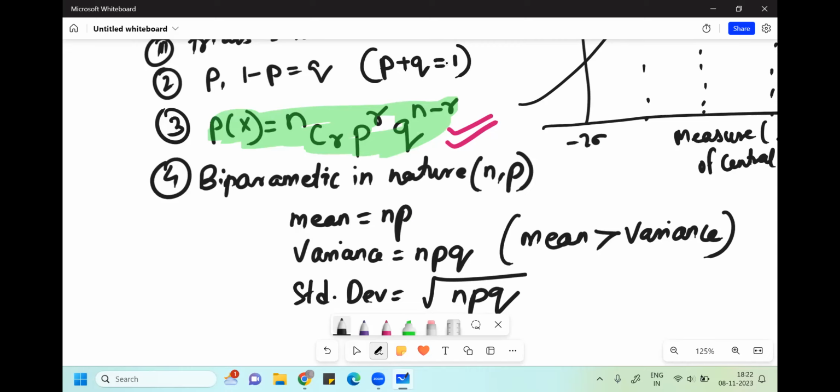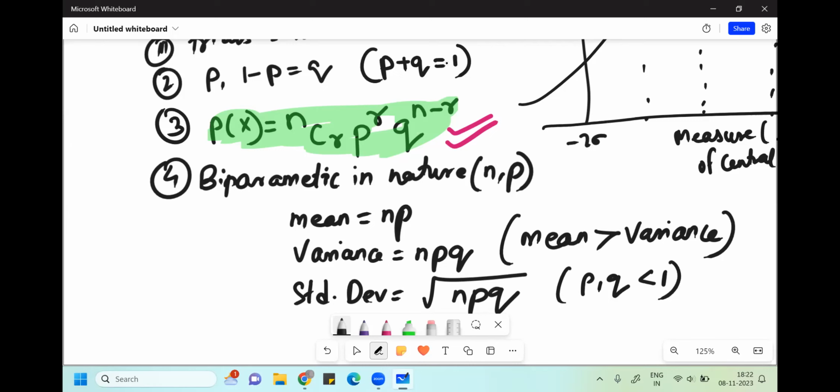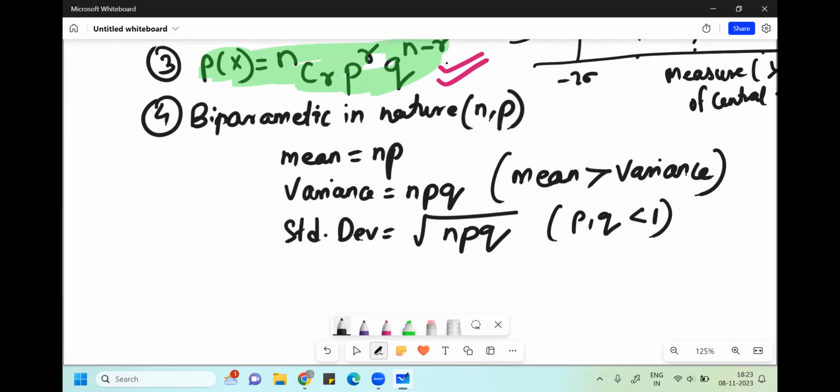Why is mean greater than variance? You can use your common sense. When we talk about p and q, the value of p and q would be less than or equal to 1. So when you multiply numbers which are less than 1 with another integer, the value would be lesser than the earlier value. So the mean of a binomial distribution is always more than the variance. The formulas of mean and variance are clear, right? Everyone.